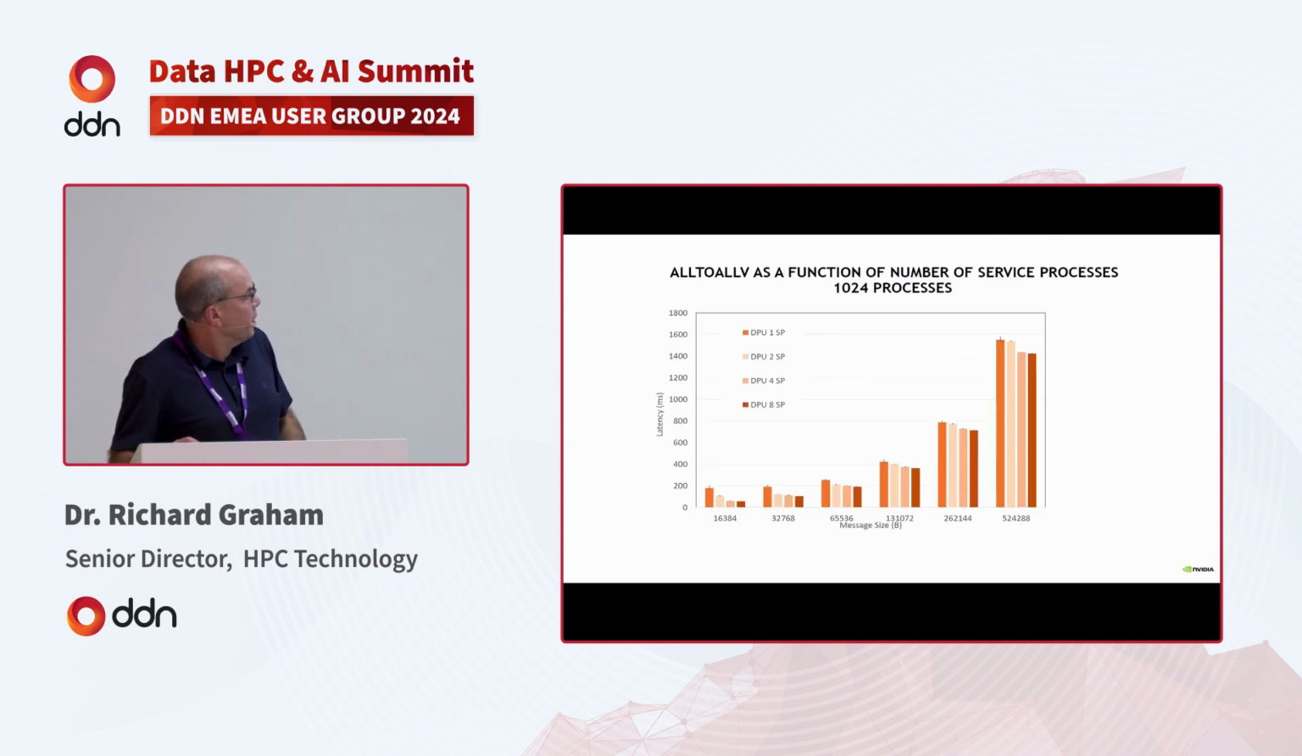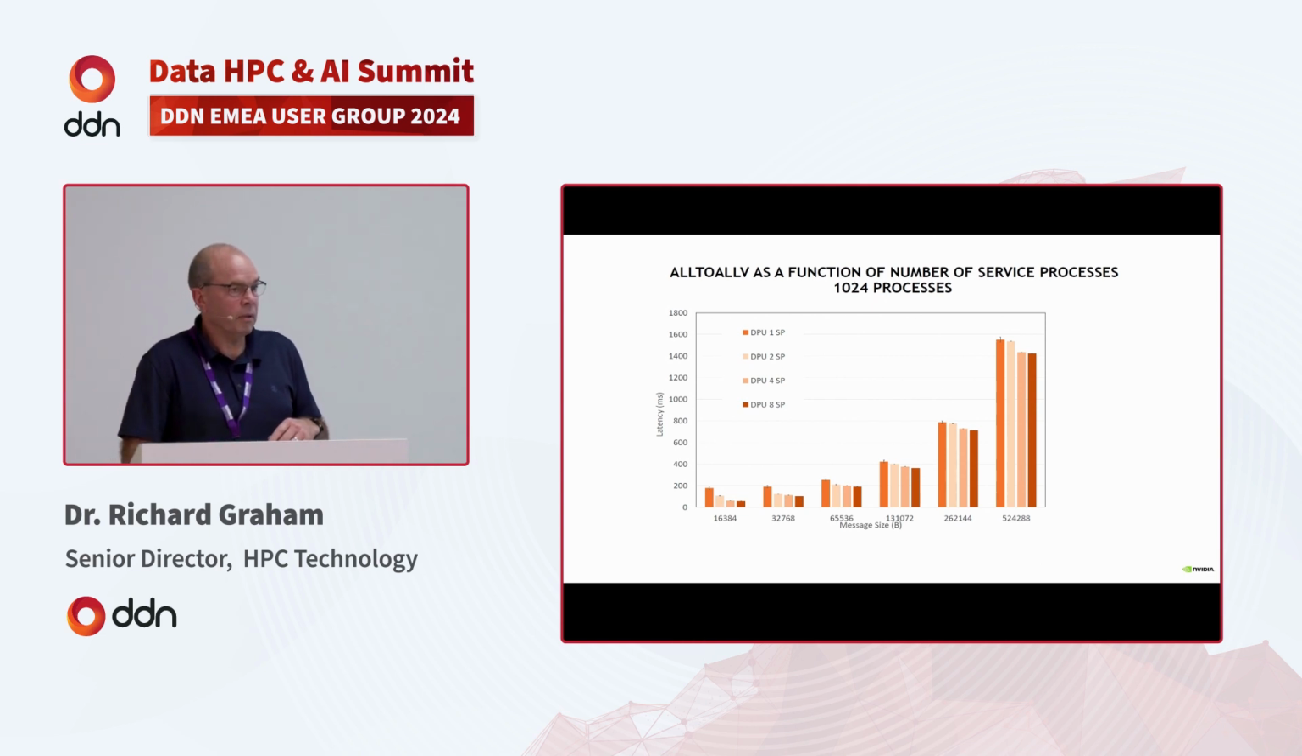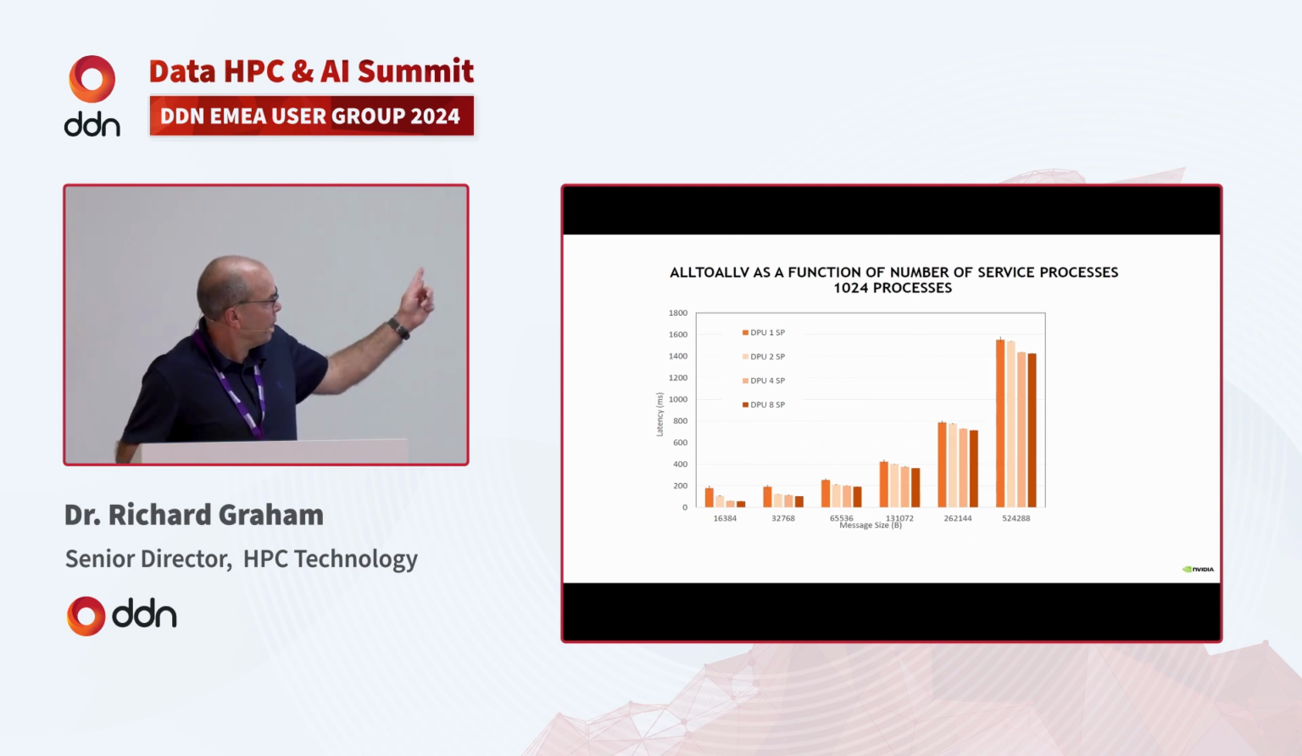When it comes to all-to-all V, we've measured the performance as a function of the number of service processes that we use on the DPU. And bottom line here is it only takes about four service processes, a ratio in this case of 1 to 8. We've gotten most of the performance advantages that we can out of using the DPU, we've sort of close to maximized the performance of the DPU.